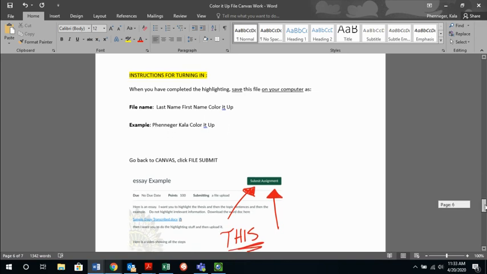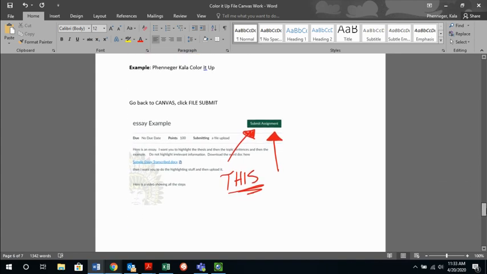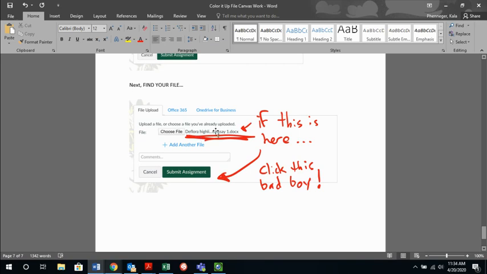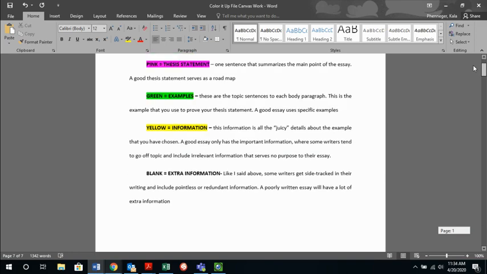You'll save it on your computer as that file, and then you will go to Canvas and you'll click Submit Assignment. It looks just like this, and it's at the top of the page. Submit Assignment. You'll click on it, and you'll have to upload it. You'll have to click the button that says Choose File, and then you will click on the file that you just saved, and then hit Submit Assignment. And if you have any comments that you need to add that I can see them, you'll put them there. So that's what you'll be doing.